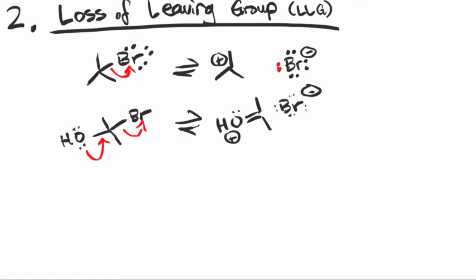Again, let's highlight what is formed. So in the first arrow, a lone pair is transformed into a bonding pair. And in the second arrow, a bonding pair is transformed into a lone pair. So we have here an example of a loss of leaving group pattern involving 2 arrows.